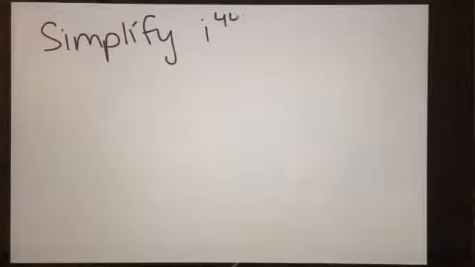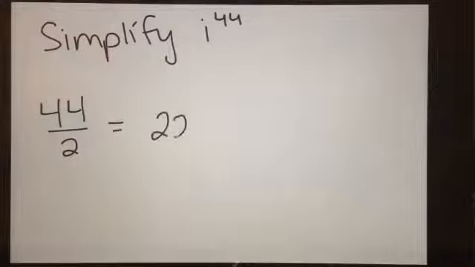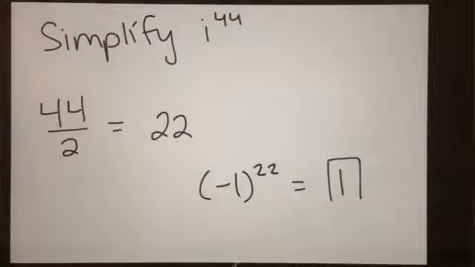Let's say we had a problem that said simplify i to the 44th. So what we're going to do is take the exponent, 44, and divide it by 2 to see how many i squareds we have. We have 22 i squareds. Since 44 divides by 2 evenly, that means I don't have any i's left over. So I'm just going to say this is negative 1 to the 22nd power, and that equals just 1. So i to the 44th is really just 1.